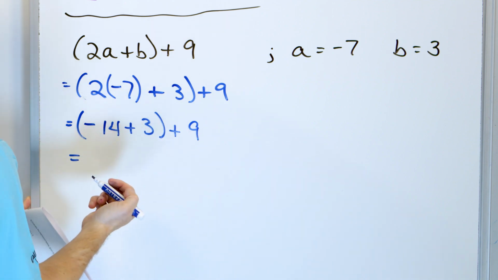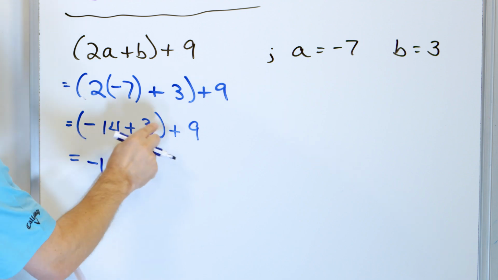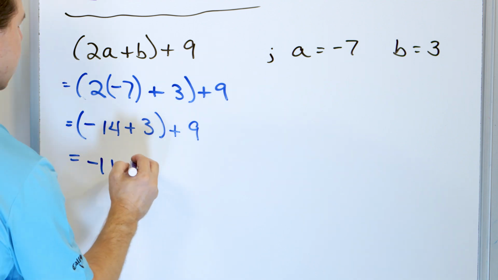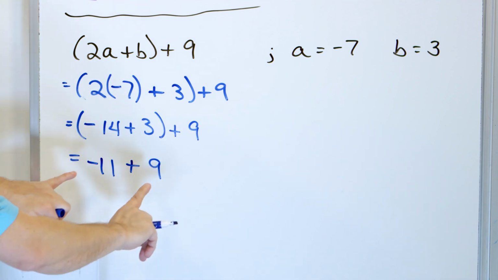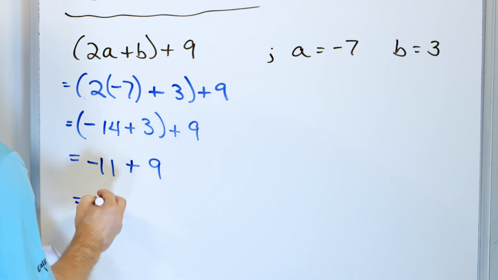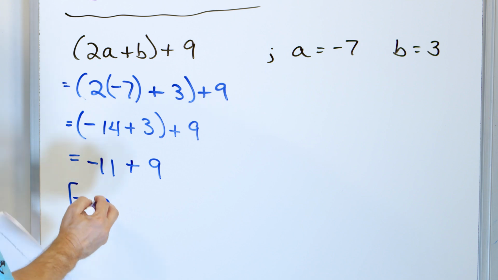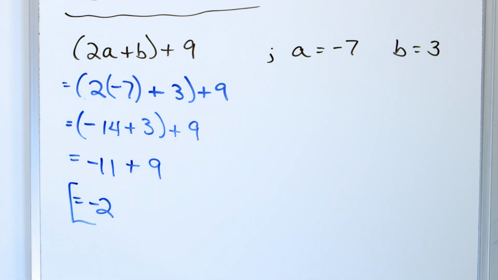What is 14 minus 3? It's 11, and the sign goes with the bigger absolute value, which is negative. So this whole thing works out to negative 11 plus 9. And then again, we have opposite signs that we're adding together. So we just subtract the numbers. 11 minus 9 is just 2, and the sign goes with the bigger absolute value, which is negative. And so the answer we get there is negative 2.